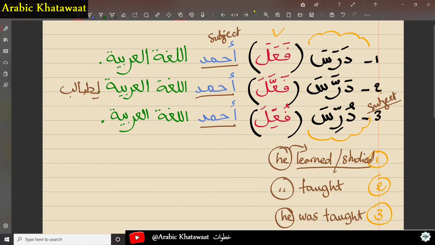But we're looking at 3 different sentences, as I was saying, and here I'm going to put all the translation to all of them. So Ahmed learned the Arabic language.